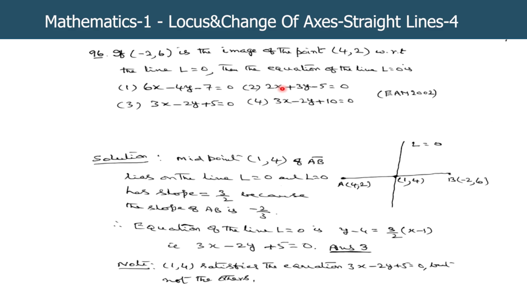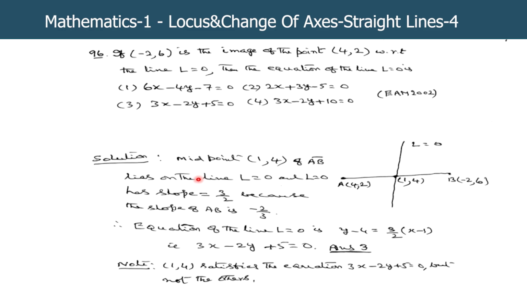96. If minus 2 comma minus 6 is the image of 4 comma 2 with respect to the line L equal to 0, then the equation of the line L equal to 0 is: 1) 6x minus 4y plus 7 equal to 0, 2) 2x plus 3y minus 5 equal to 0, 3) 3x minus 2y plus 5 equal to 0, 4) 3x minus 2y plus 10 equal to 0. EAPCET 2002.